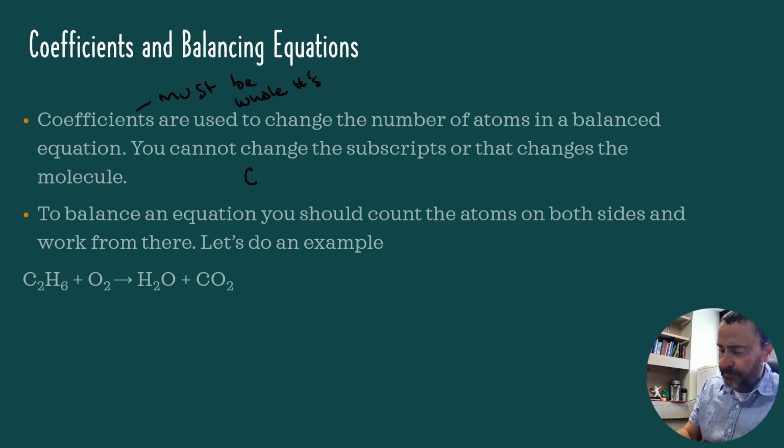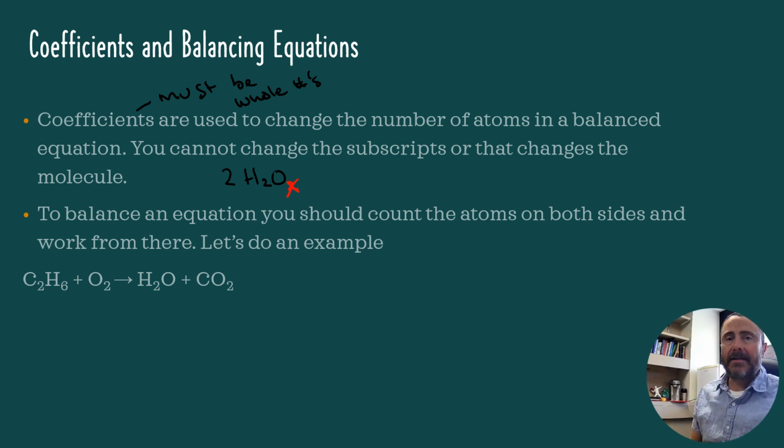So I could have, say, water here, right? When you're balancing it, I could change the coefficient out in front to a 2. Cool, I can do that, but you cannot change a subscript of water. I can't have it be H2O2 to try to balance this thing, because now that becomes hydrogen peroxide, and that's a totally different compound, so we can't do that.